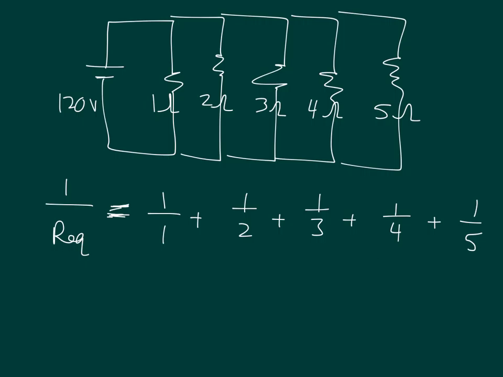Add them up, please. I'm not going to do it. Do it on your calculator. Please don't do this by hand. Do it on your calculator, it's much faster. What do you get on your calculator? 2.28.